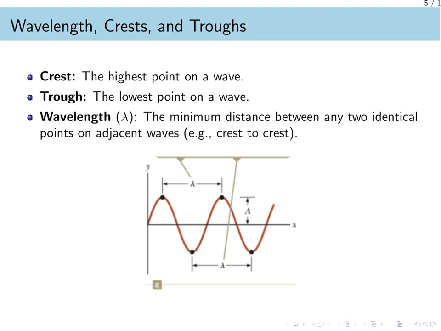To describe waves accurately, we use specific terminology. The highest point of a wave is called the crest, and the lowest point is the trough. The wavelength, represented by the Greek letter lambda, is the minimum distance between any two identical points on adjacent waves, such as the distance from one crest to the very next crest. The amplitude, labeled as A, represents the maximum displacement of an element from its resting position. These physical dimensions define the shape of the wave in space.